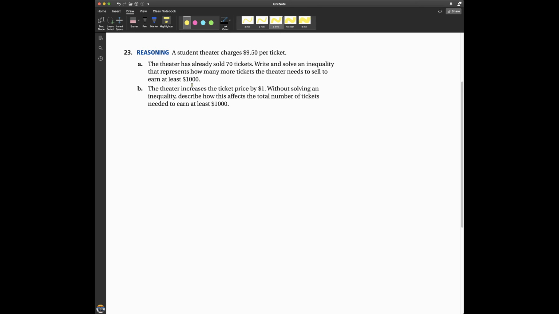Let's highlight what's important. A student theater charges $9.50 per ticket, so each ticket costs $9.50. The theater has already sold 70 tickets. Then we have to write and solve an inequality that represents how many more tickets. I don't know how many more tickets, so that is going to be my variable. How many more tickets does this theater need to sell to earn at least, that's important, at least $1,000? Okay, so let's look at part A.